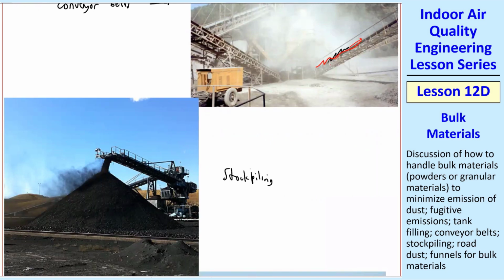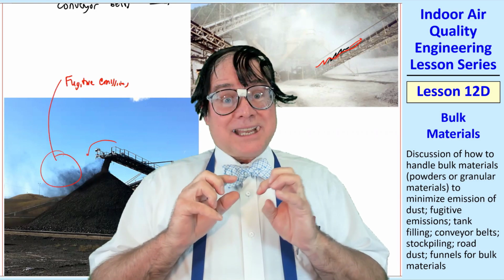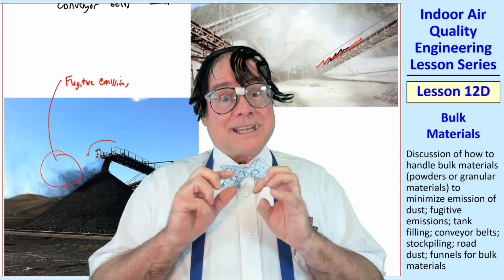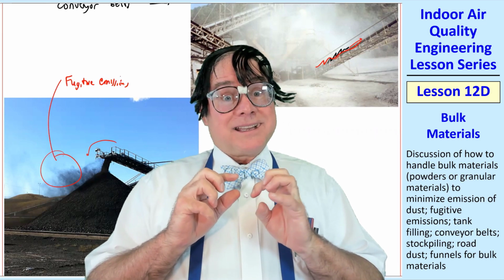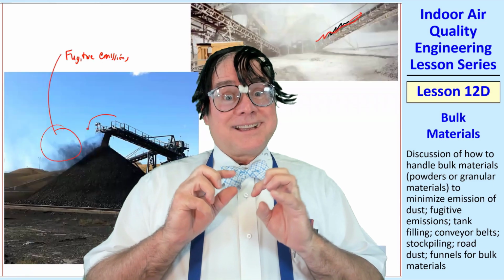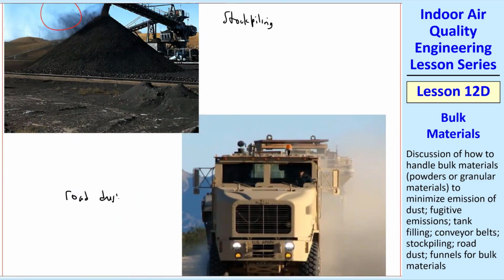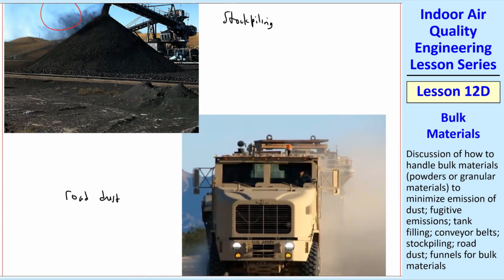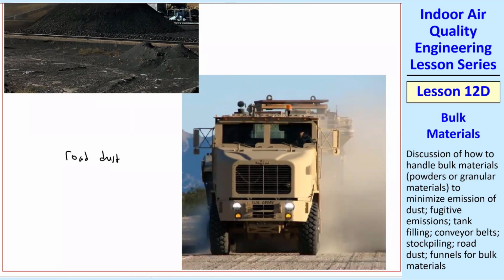Another example is stockpiling. That's when you're taking granular material, this looks like coal, and you have the coal coming off a conveyor belt into a pile, and then you can see what we call fugitive emissions. I see a similar thing when I pour cocoa powder into my cup. Thanks, Mr. Nerdly. That's another good example. Another example is road dust. This occurs when you drive, especially on dusty roads and especially on dirt roads. But even on regular roads, you'll see some fugitive emissions.